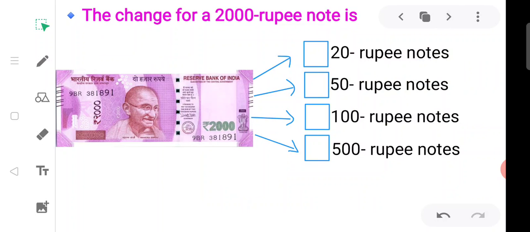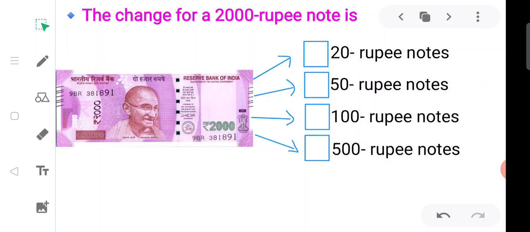Now we see the change for a 2000 rupee note. The first one is 20 rupee notes. How many notes of 20 rupees do we need for a 2000 rupee change?